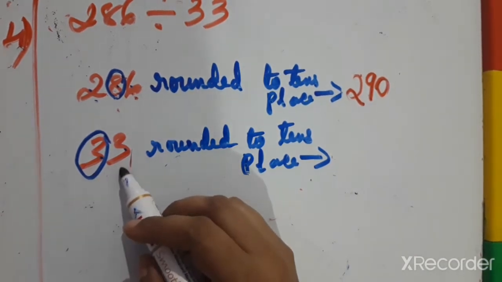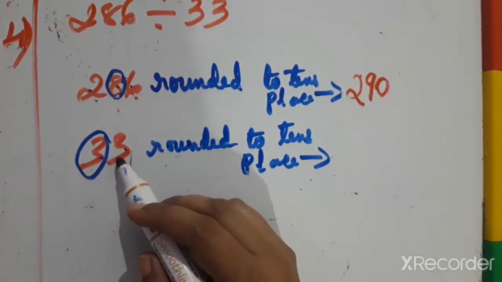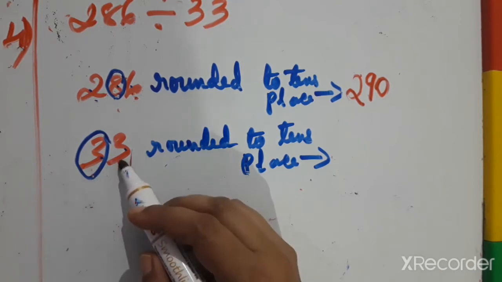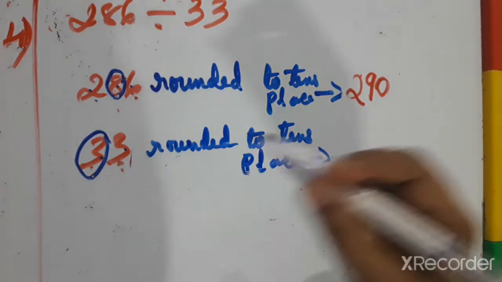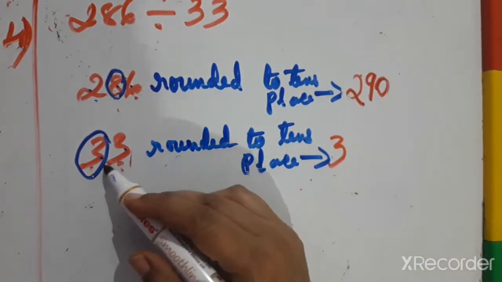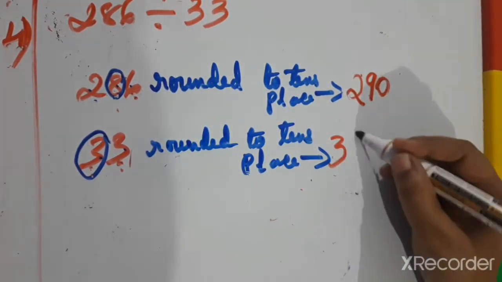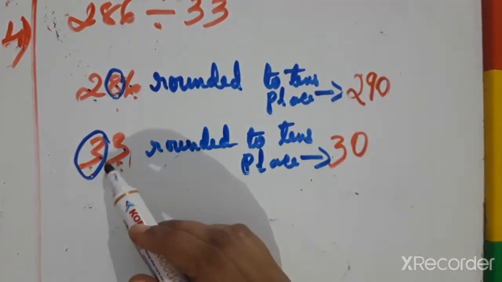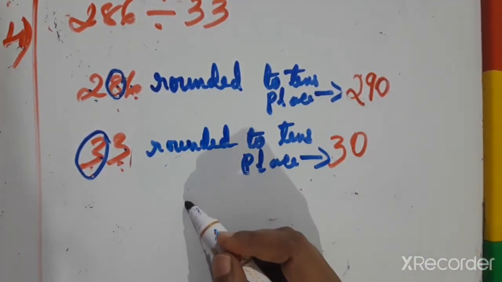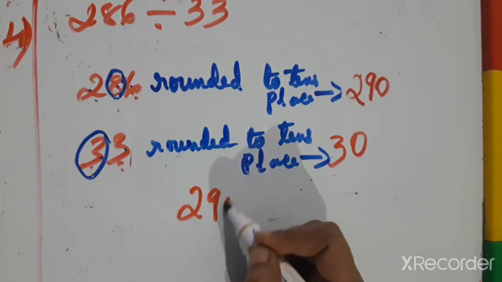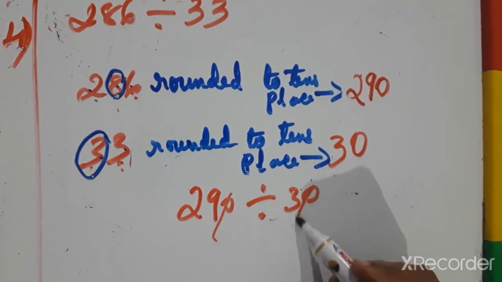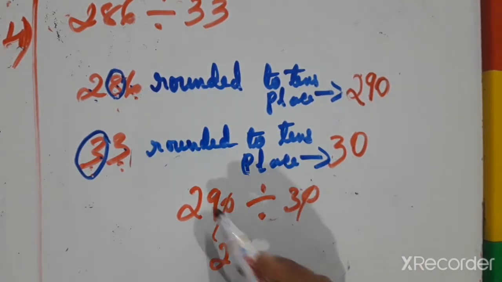And 33 we are rounding off. We check the next neighbor. Here the neighbor is less than 5, so this number remains the same, no changes, and the ones digit becomes 0. Now 286 is rounded to 290 and 33 is rounded to 30. The new rounded problem is 290 divided by 30. The 0s cancel, so we have 29 by 3.